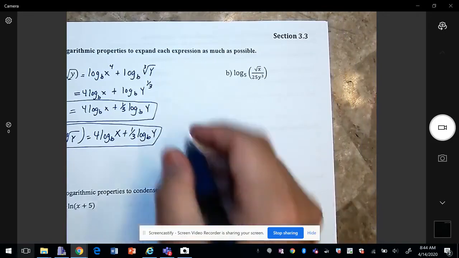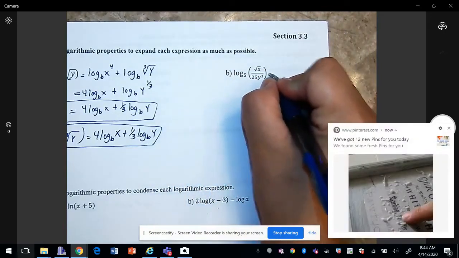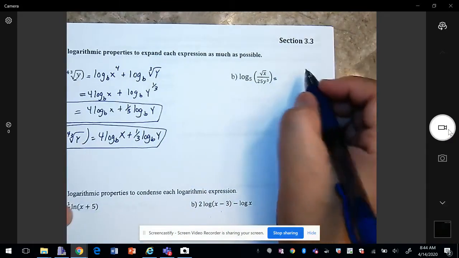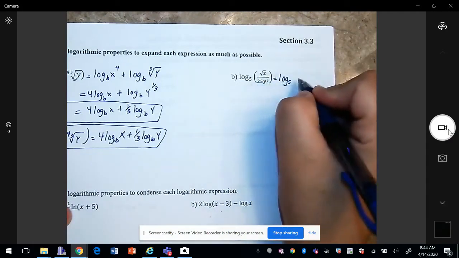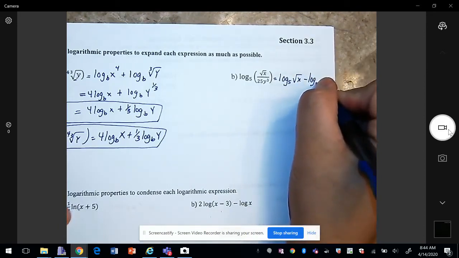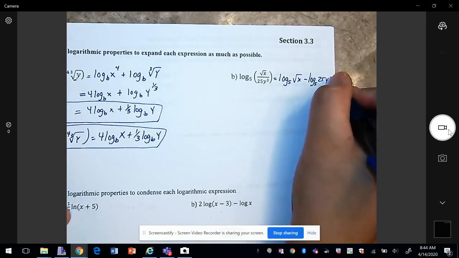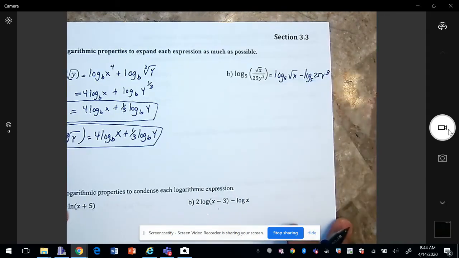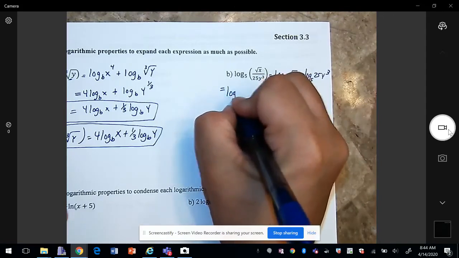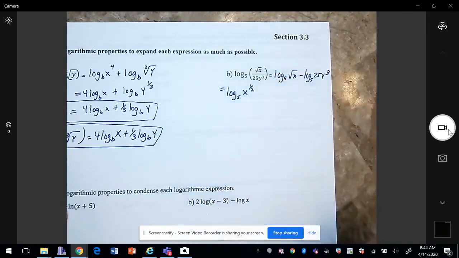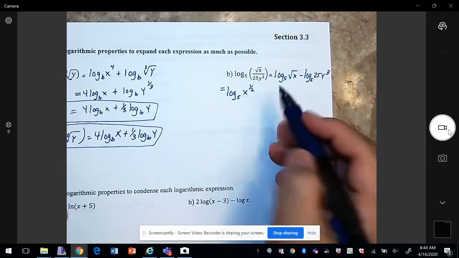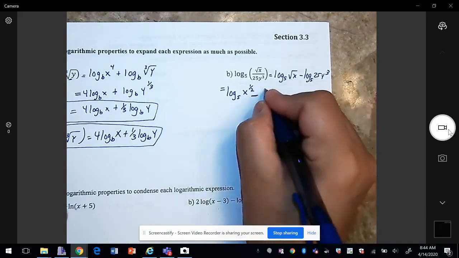Okay, let's try letter b. So for letter b, I can rewrite this as log, we have division, so I can separate this as log base 5 of square root of x minus log base 5 of 25 times y cubed. So log base 5 of square root of x, I can rewrite as log base 5 of x to the half power, half being that the square root, the index is a 2, so this would be a fraction half as the exponent, minus, I'm going to write parentheses here.